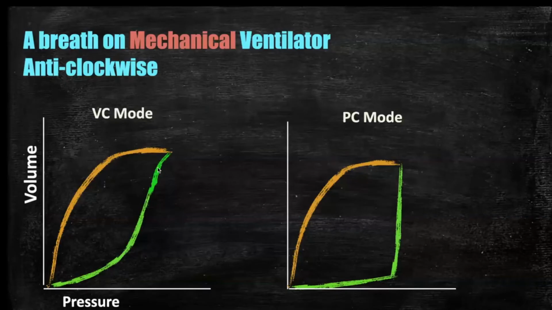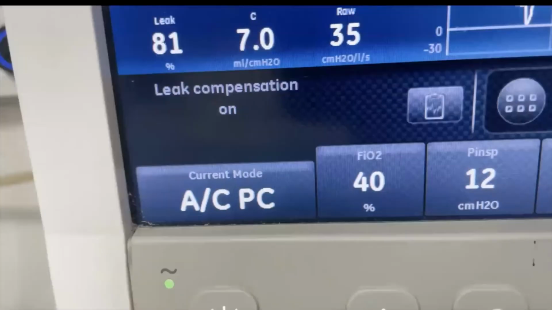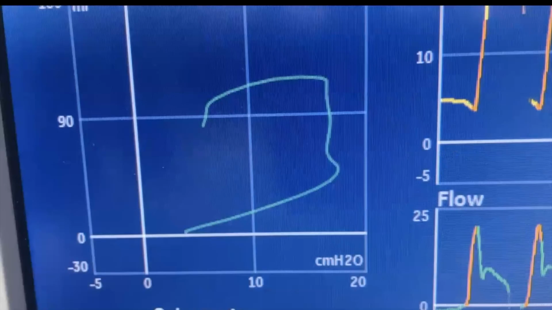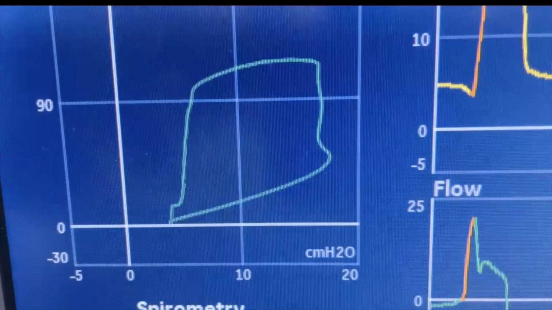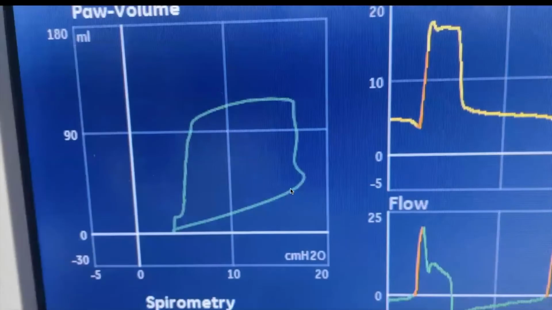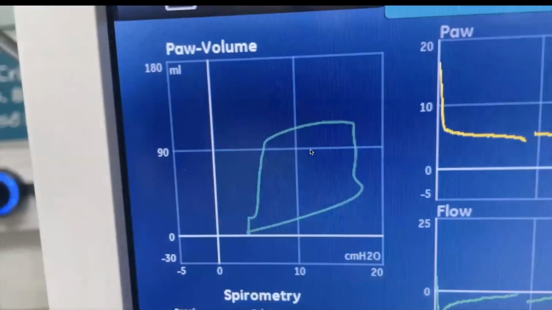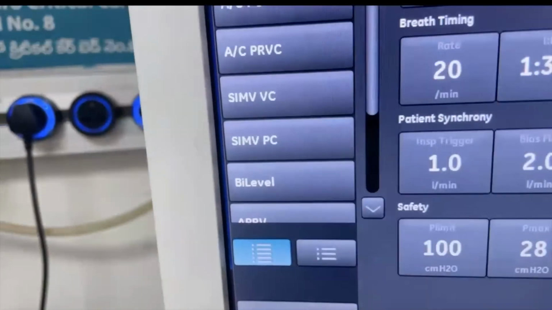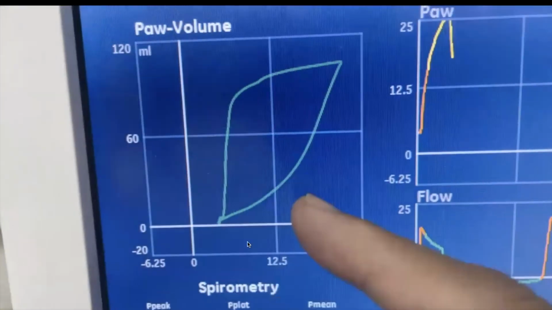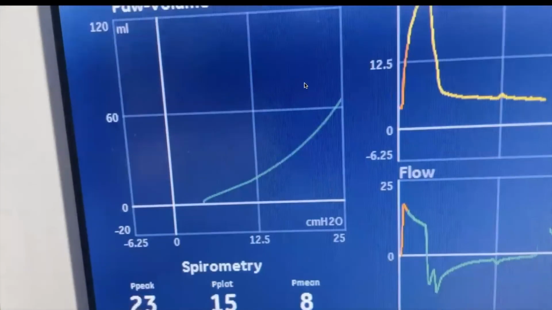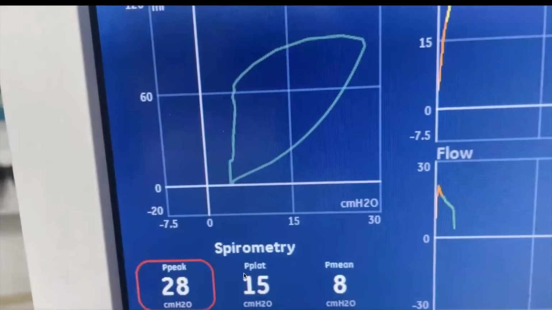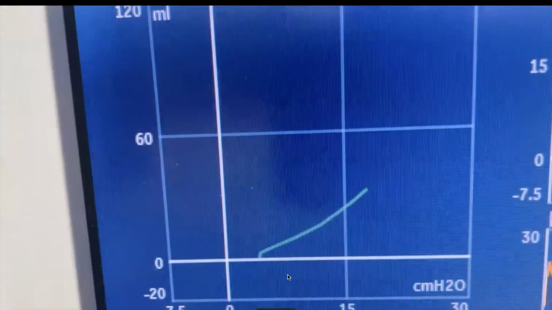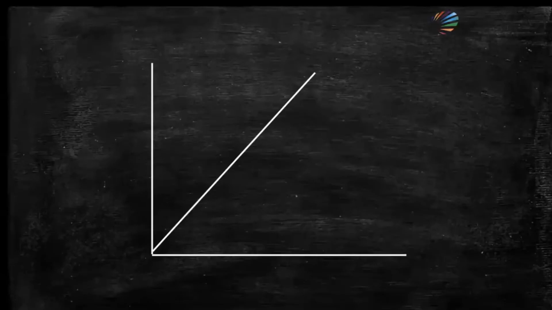I won't say lower inflection point or upper inflection point as such over here. Why am I saying that? I will explain in the subsequent slides. This is in pressure control mode. You can see it is box shaped in pressure control mode because pressure first reaches the PIP, which is fixed, and then it remains constant. And in volume control mode, the pressure volume loop morphology is different. It is more fusiform, and it changes like this. So the pressure volume loop has different morphology in pressure control mode and volume control mode.